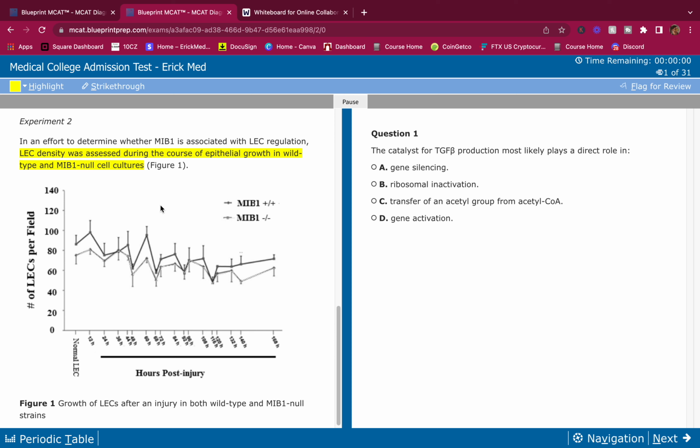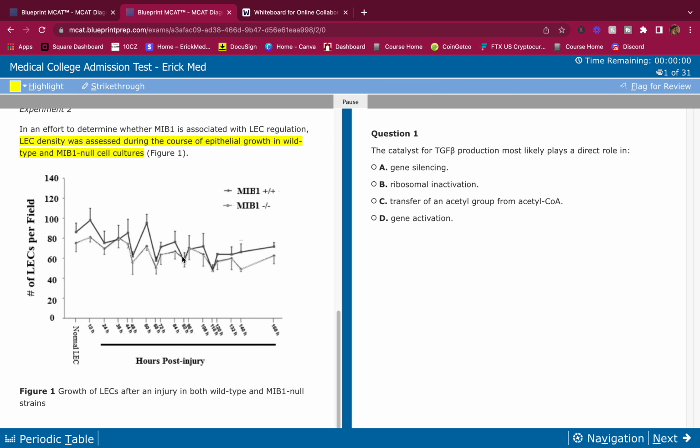So how do they do this? Well, they say, hey, I'm going to knock out M1b1. I'm going to see what happens to the number of the lens epithelial cells. Okay, I'm going to compare my knockout to my wild type. If I knock out M1b1, do I have less LECs? If I don't knock out M1b1, do I have more or less LECs? That's what they're trying to figure out, and that's their information here. And they have the time here.